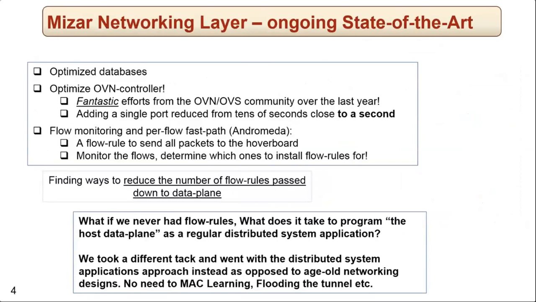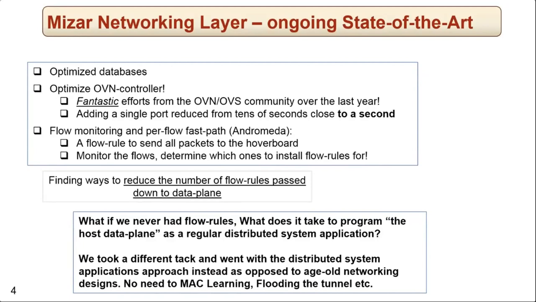Now, in the state of the art, there's a lot of work going on actually. Currently the OVN control plane folks are doing a pretty good job of optimizing, moving away from the old Neutron control plane towards the new OVN controller, which is based on optimized databases versus the RabbitMQ model, which they employed as part of Neutron. So they've done a great job actually. Adding a single port reduced from tens of seconds to close to 1 second. This is a good achievement, but this is still not enough.